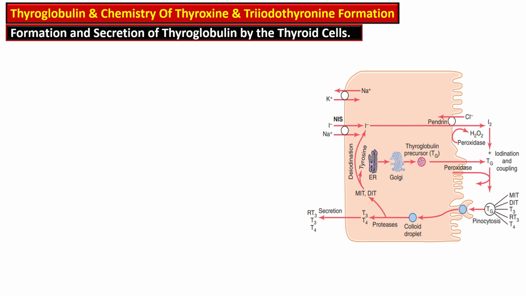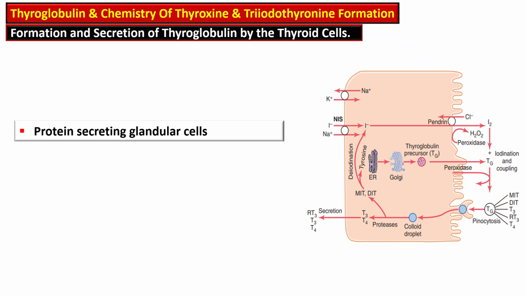The synthesis of the thyroid hormone begins with the production of thyroglobulin. This is a large glycoprotein precursor that is secreted by the thyroid follicular cell. So the organelles that are involved in its synthesis are the endoplasmic reticulum, which synthesizes the thyroglobulin peptide backbone through the tyrosine residues, and the Golgi apparatus, which modifies and packages this thyroglobulin precursor.